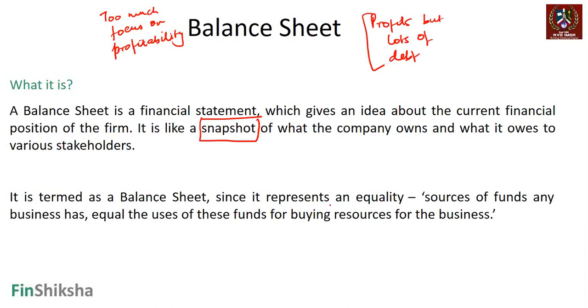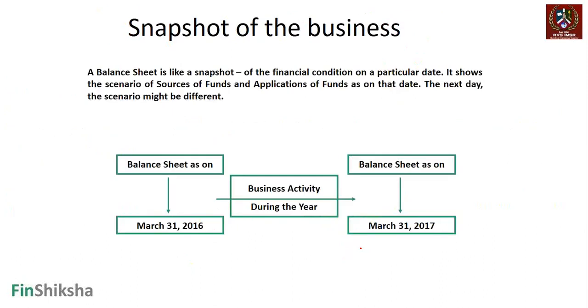It's termed as a balance sheet since it represents an equality. Sources of business, sources of funds have to equal to the application of funds, correct? And we've already seen that sources of funds are my liabilities and application of funds are my assets eventually, correct? Now let's go ahead and dig deeper into understanding this.